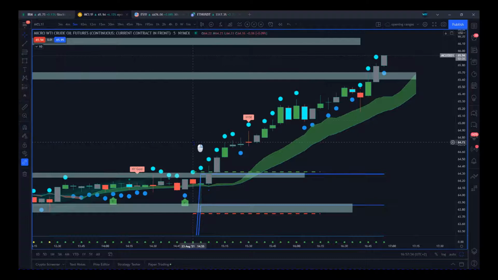So again, we're on aggressive. We got a nice move into this. The cyan dots mean that we've got above average volume for each one of those candles. So we are building up momentum as we break out of here, which is fantastic news.